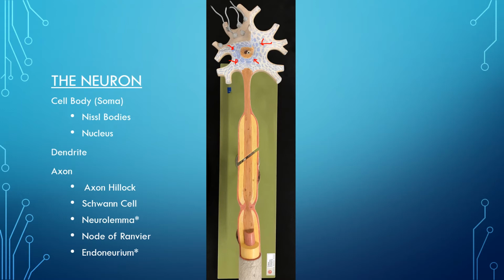The cell body is connected to these projections called dendrites. Dendrites act like ears or antennae, receiving signals from other neurons. And you can see where that happens in this particular model.